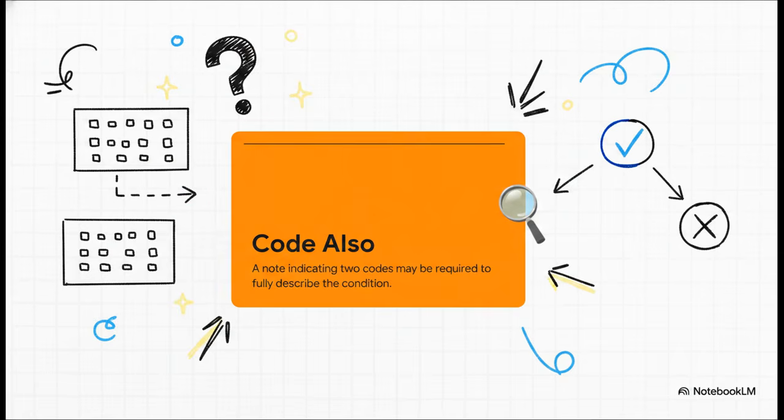So let's clearly define what this note is telling us. Code also is a note indicating that two codes may be required to fully describe the condition. Notice that word may. It's a glaring signal from the classification system that a single code might just fall short of capturing everything the provider actually documented. It gives you the flexibility to add another code to ensure maximum specificity. But as we know, flexibility in coding always comes with a need for some high-level analytical skills.